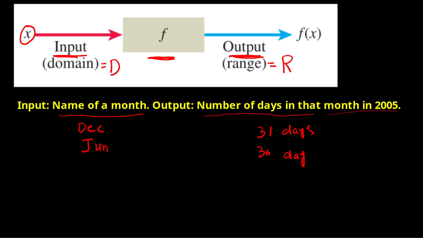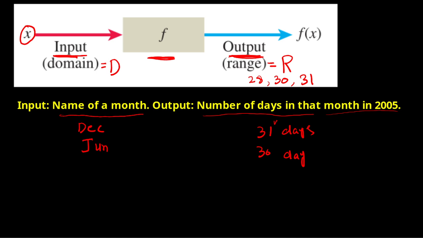So your domain is all 12 months of the year, and your output values will be either 31 days, 30 days, or 28 days. For example, for February, you will have 28 days. So all the possible values in your range are 28 days, 30 days, and 31 days, which can be obtained by putting in all the possible values.